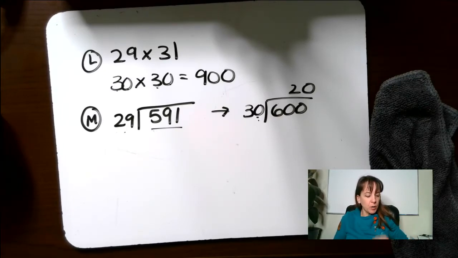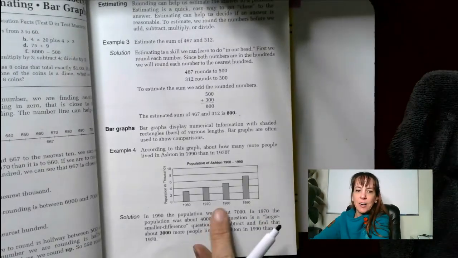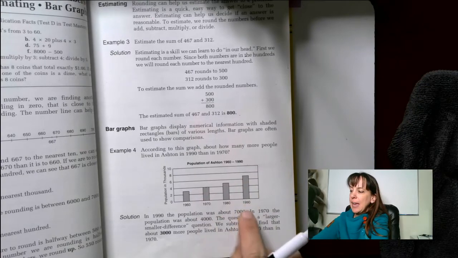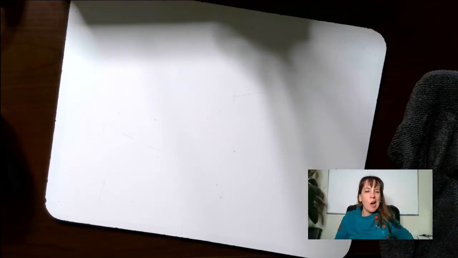Go back and for N and O, you need to use the graph that is on the previous page. So about how many fewer people lived in Ashton in 1980 than in 1990. Well, again, in 1980 here, it's between 4 and 6, which is 5, and 1990 is 7. So how many lived between 1980 and 1990? About 2,000 people, okay? About 2,000.